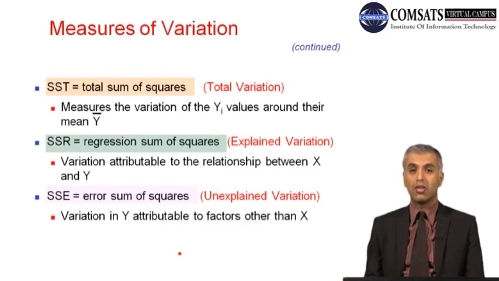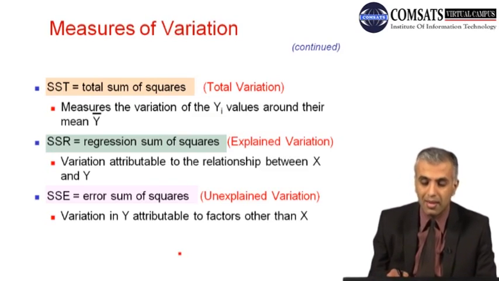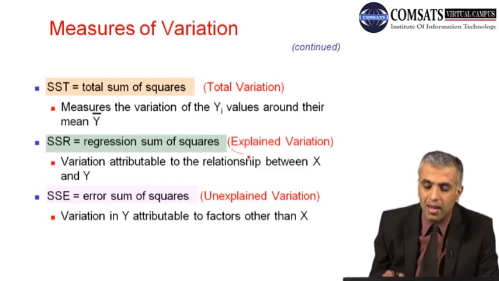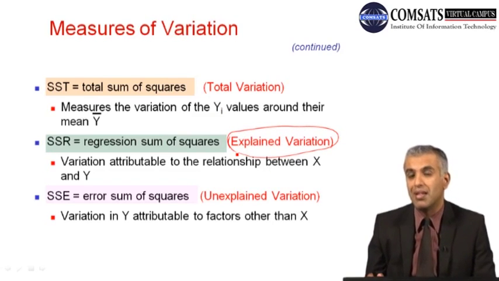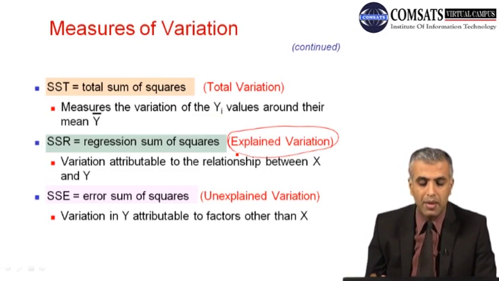Here SST is the total sum of squares, and it measures the variation of the observed values around their mean; this is the total measure of variation, mind you. Then there is SSR, the regression sum of squares. This is very important: this kind of variation is the explained variation, the variation explained by our independent variable which we are trying to test. So this variation is attributable to the relationship between x and y.